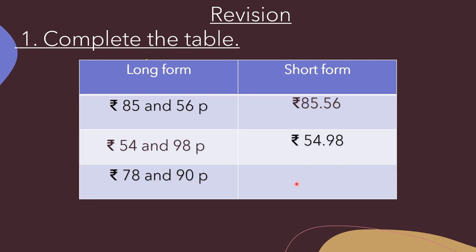Now we have to write its short form. And to write short form, what we will do? We will just replace this and with the point. ठीक है, इस and को replace करके हम point लगा देंगे and we will remove p. So here we will write ₹78.90. Whatsoever the digits are given after dot, we have to speak it separately. हमें उसे अलग अलग करके बोलना है बेटा.